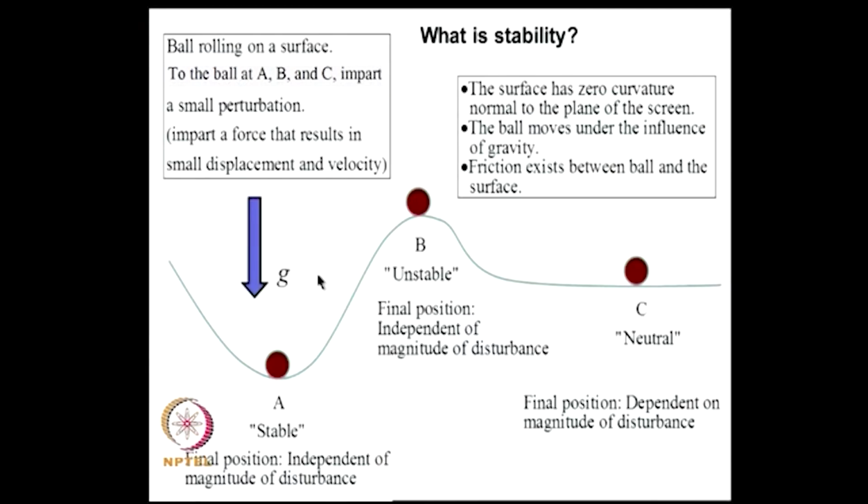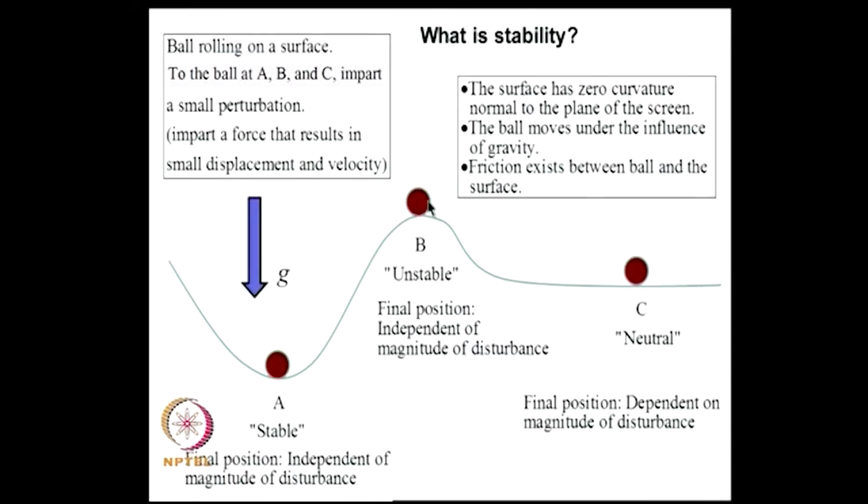What we wish to do is first place the ball at point A and impart a slight disturbance to it. We will assume that there is friction between the ball and the surface. So this ball will now oscillate, and because of friction it will come back to this position.